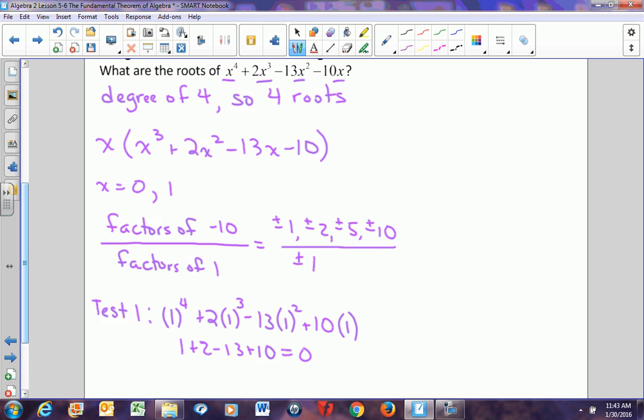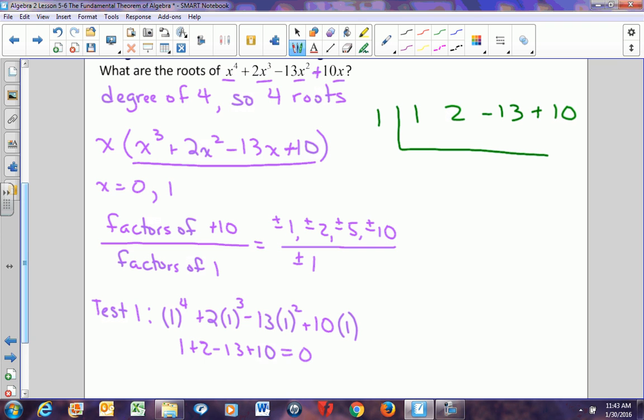So if 1 is a root, and I have this factored form, because that's the factored form I found that 1 was a root of, I can use synthetic division at this point. So I'm going to have 1 going into 1x to the third, 2x to the second, negative 13x, and positive 10. It should be positive 10. Typo. No wonder I'm messing myself up.